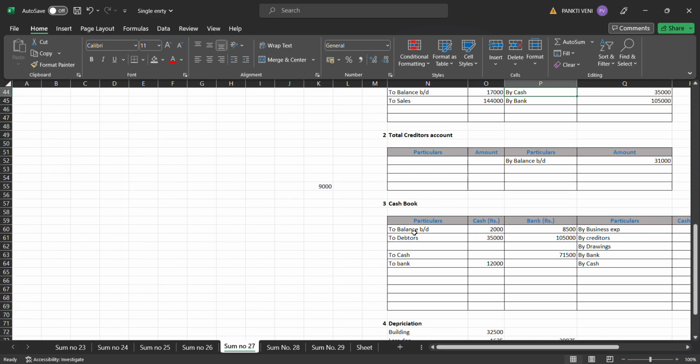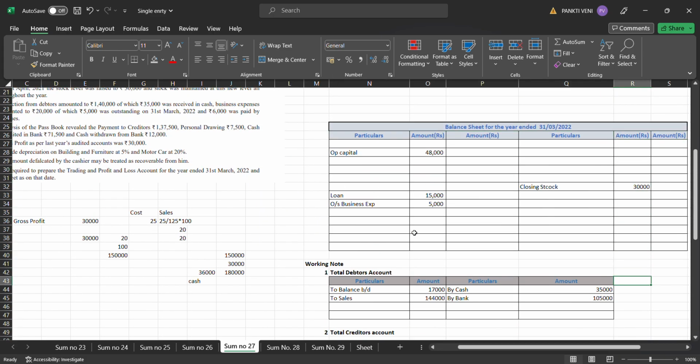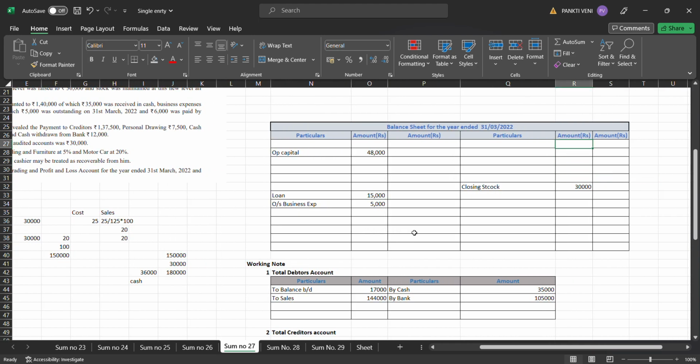I hope till here it is okay. So I'll take the figures above. Here under the balance sheet, you will have to write down your building. The building amount is 3875. Then you have furniture. Furniture amount is 4750. Then you have motor car. Motor car amount is 7200.